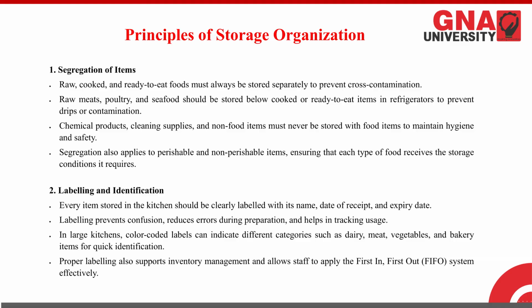Now, the second principle is labeling and identification. Every item stored in the kitchen should be clearly labeled with its name, date of receipt, and expiry date. Labeling prevents confusion, reduces error during preparation, and helps in tracking usage. In larger kitchens, color-coded labels can indicate different categories such as dairy, meat, vegetables, and bakery items for quick identification. Proper labeling also supports inventory management and allows staff to apply the first in first out system effectively.